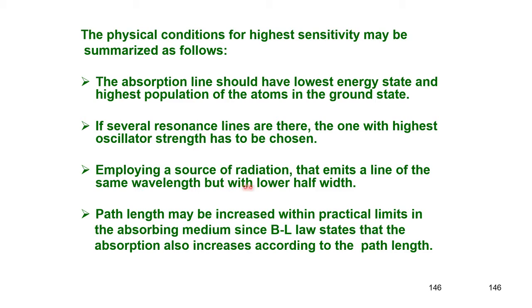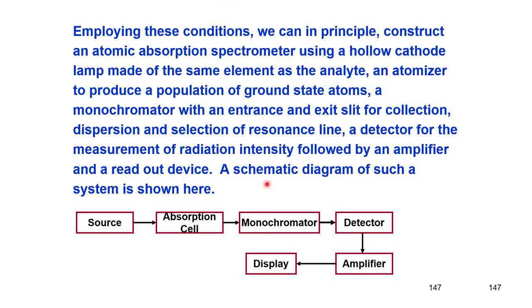We choose the smaller wavelength, and we need a source of radiation that emits a line of the same wavelength that we want to determine, which should also have a lower half width. So, under these conditions we can in principle construct an atomic absorption spectrometer using a hollow cathode lamp made of the same element as the analyte. I have been explaining to you that we need a lamp made of the same element. Iron you want, iron lamp we should have. Tungsten you want, tungsten lamp we should have. And then cobalt, cobalt lamp, like that.